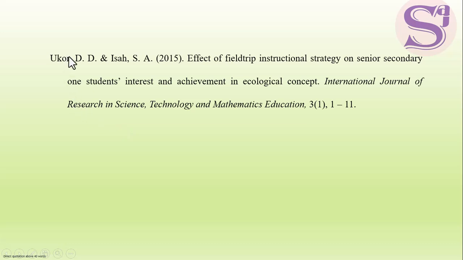Now this is a typical example. You can see the author names here, and you can note the punctuation marks as they are placed in this example. Then this is the title of the journal article: Effect of Field Trip Instructional Strategy on Senior Secondary 1 Students' Interest and Achievement in Ecological Concept. Then this is the journal's name: International Journal of Research in Science, Technology and Mathematics Education. Then this is the volume number, then the issue number 1, then from page 1 to page 11.